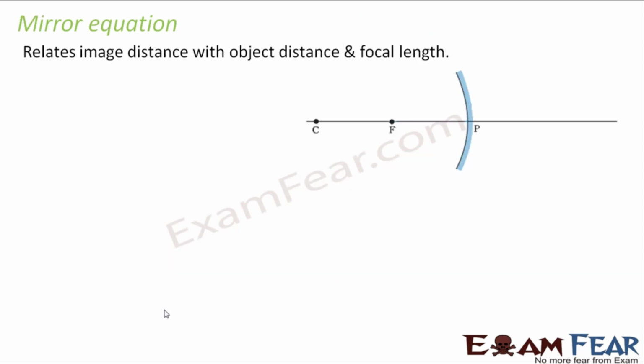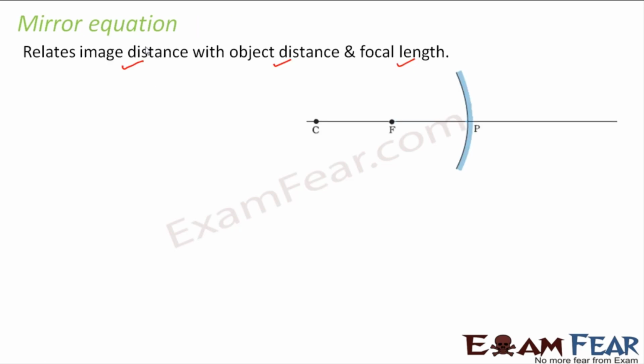Let us now talk about the mirror equation. What is the mirror equation? It is an equation which relates image distance with object distance and focal length. As you have seen before, as the distance of the object changes, the position of the image also changes, right? So there has to be a relationship between the image distance, object distance and the focal length. As the focal length of the mirror changes, or the distance of the object changes, your image will also change its position. So this is the relationship which connects all these three.